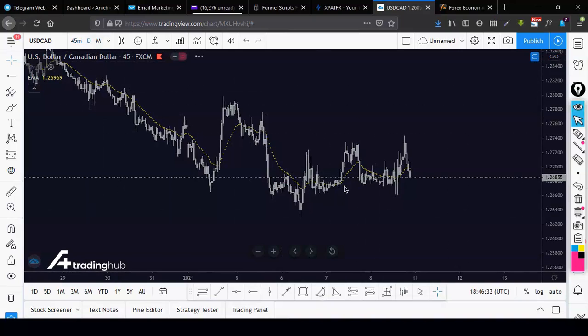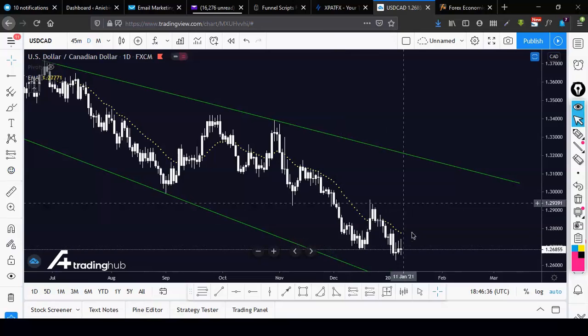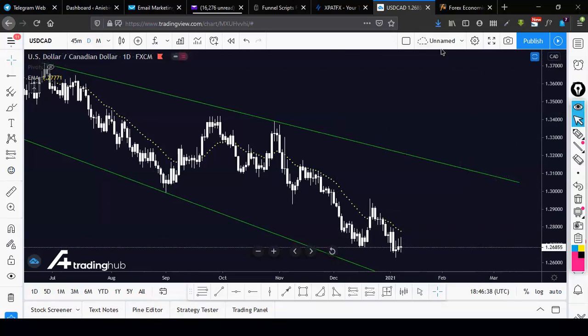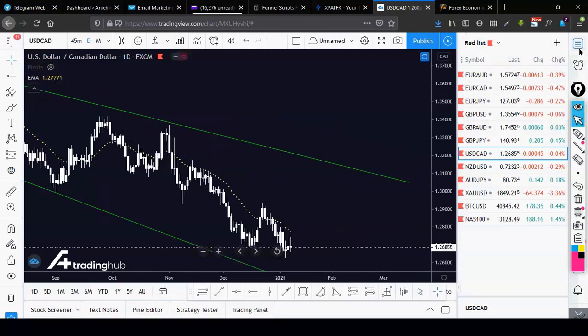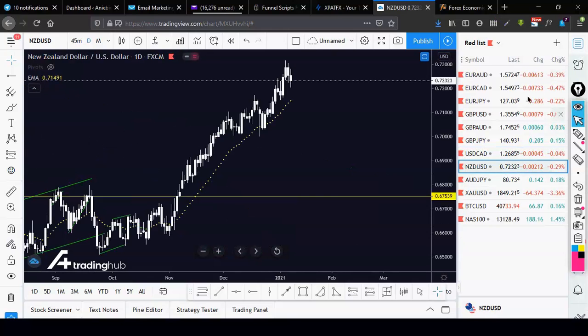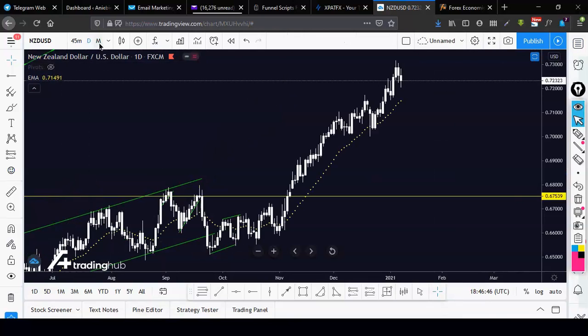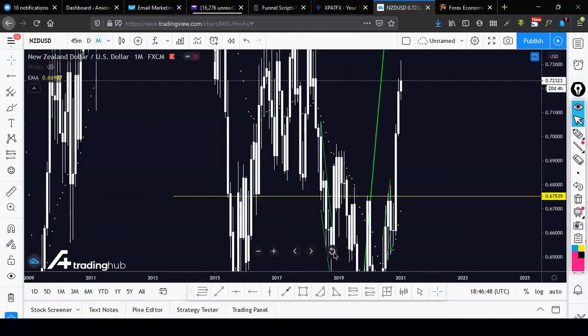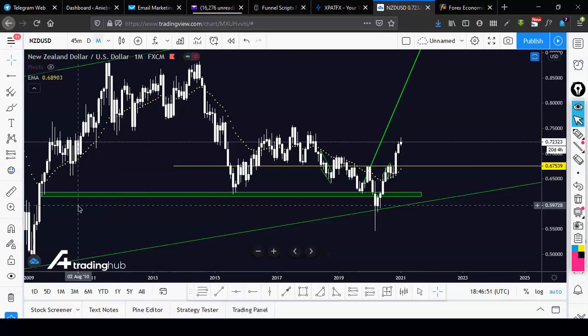So right now on USD CAD we are neutral. We are neutral until price gives us a confirmation, a valid reason to take a position. So NZD USD, this is another pair I've been tracking. This is how the monthly looks like.